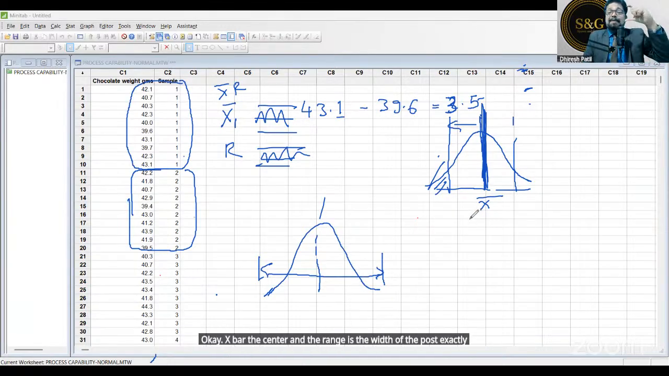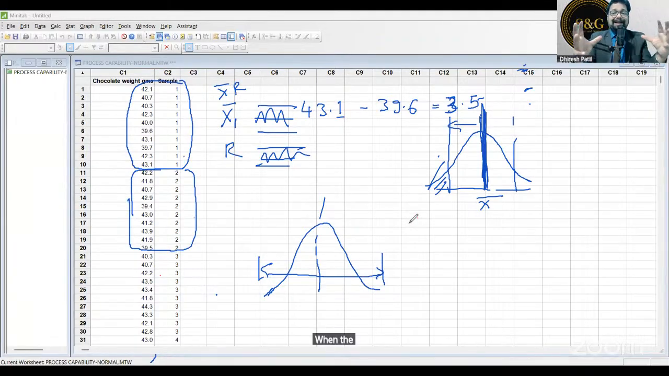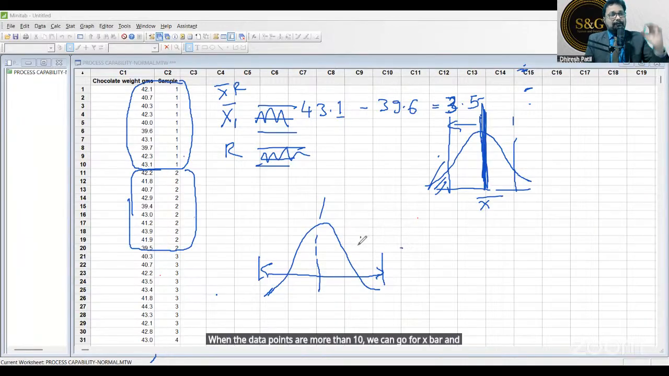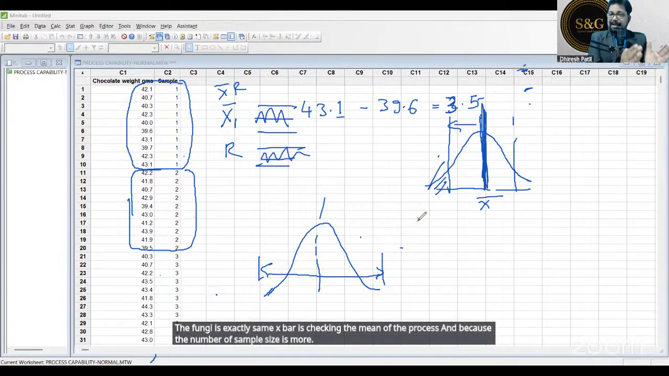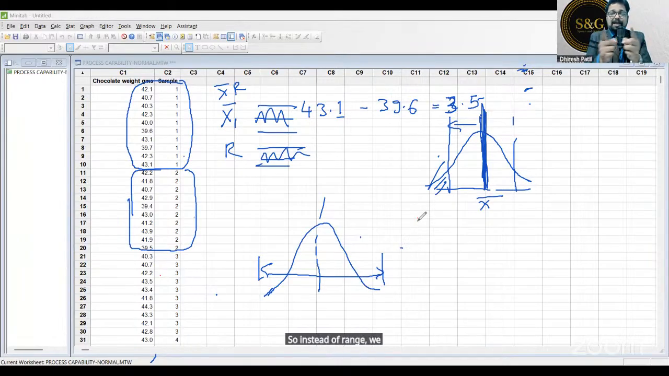Exactly. Similarly, when the data points are more than 10, we can go for an X bar and S chart. The funda is exactly the same. X bar is checking the mean of the process, and because the sample size is larger, instead of range we consider the standard deviation of the data. So we will monitor X bar and the standard deviation of that process. We will do both, that will give you more clarity.